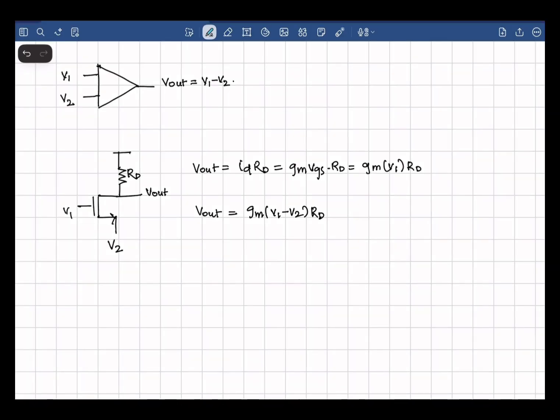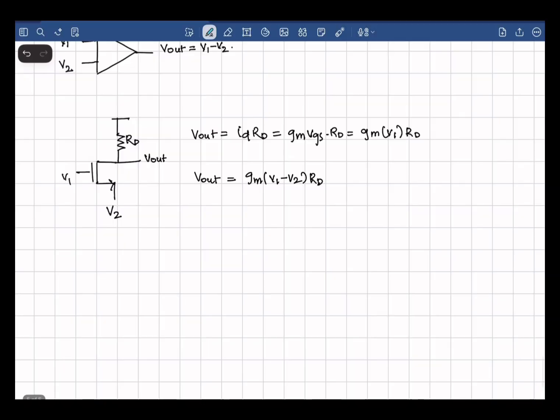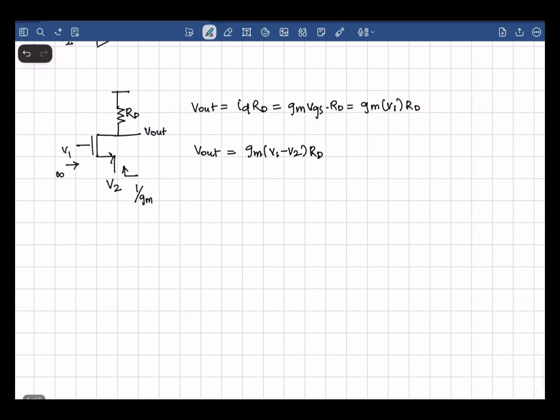However, we know that for an ideal amplifier, the input impedance needs to be really high. So let's see the input impedance in this case. The impedance looking into the gate terminal is infinite, but the impedance looking into the source terminal is 1 by GM. So this will not perform as a good amplifier. What can we do to increase the input impedance towards the source terminal?